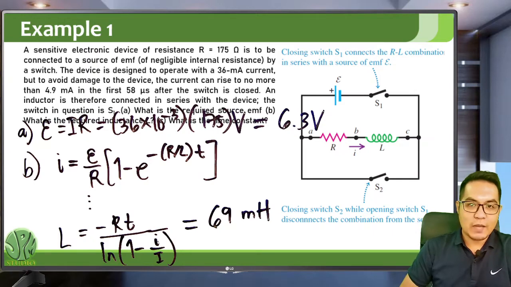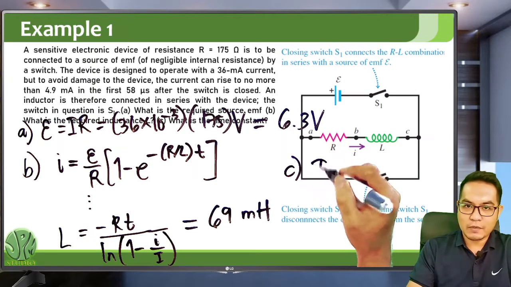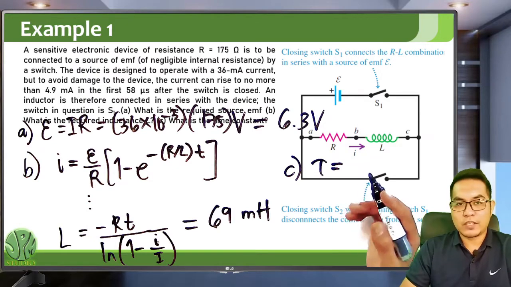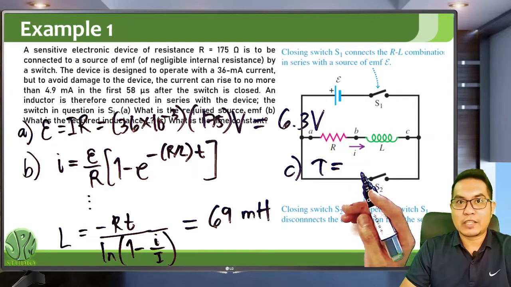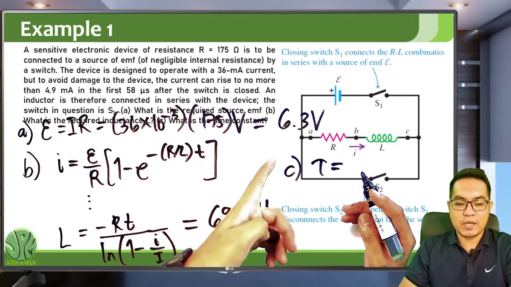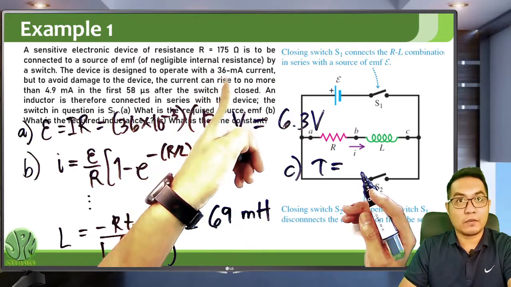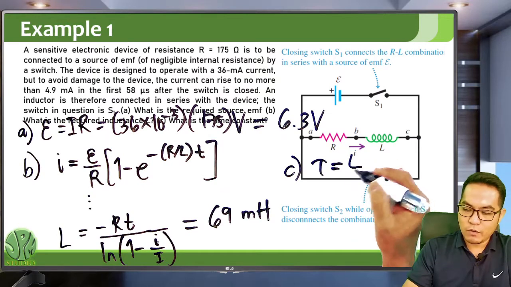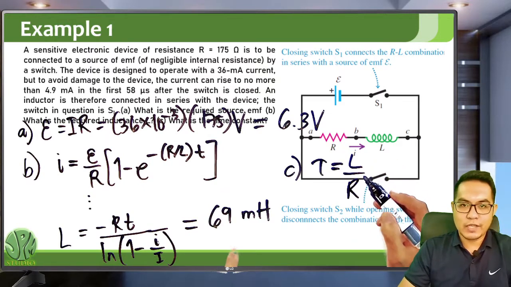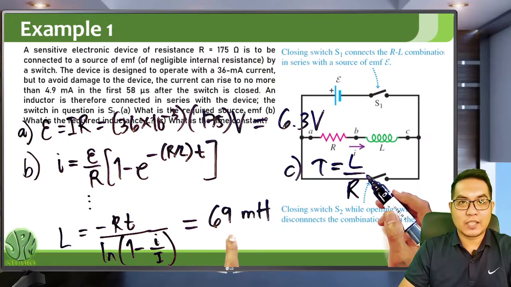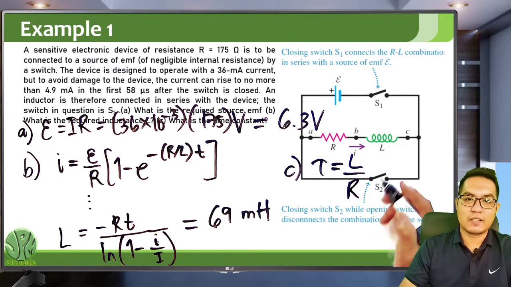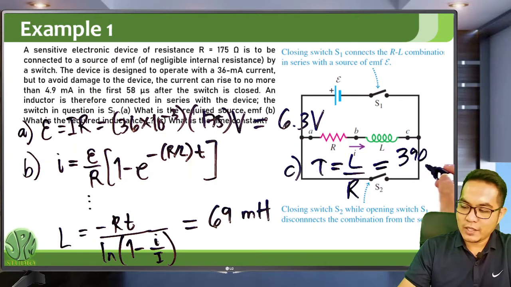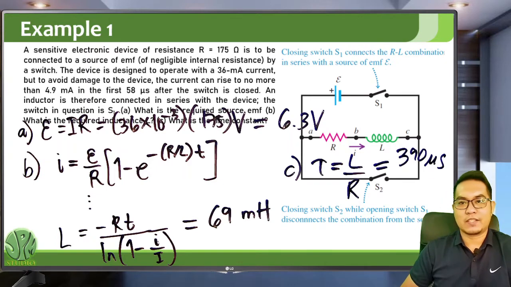So what is the time constant? For letter C, the time constant is the time when the current is 2/3 of its final value, meaning 2/3 of 36 milliamperes, which is 24 milliamperes. The time when the current is 24 milliamperes is L over R. You know the inductance, 69 times 10 to the negative 3 henries. You know the resistance, 175 ohms. You divide that, and you will get 390 microseconds.